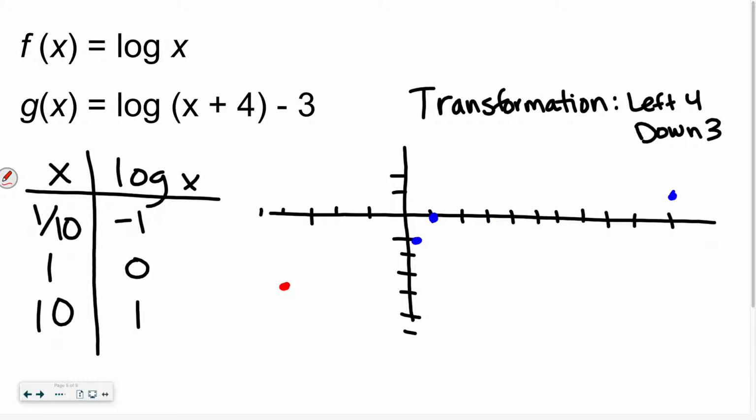Same thing here, left 4. Having a hard time counting. And down 3. And then left 4. And down 3. Should be a 1. Which of those transformations is going to affect my vertical asymptote? The left 4. If your vertical asymptote is here at the y-axis, it's going 1, 2, 3, 4 to the left.